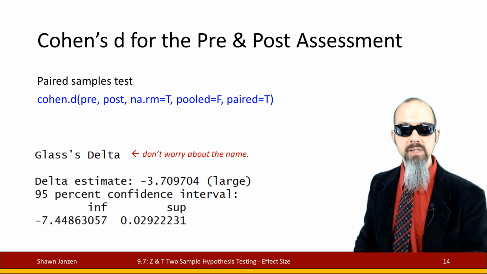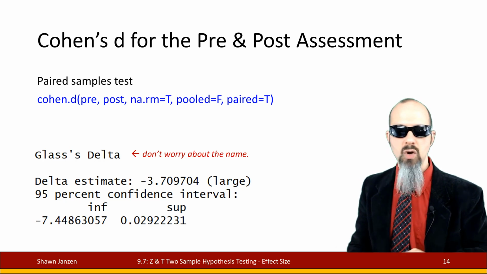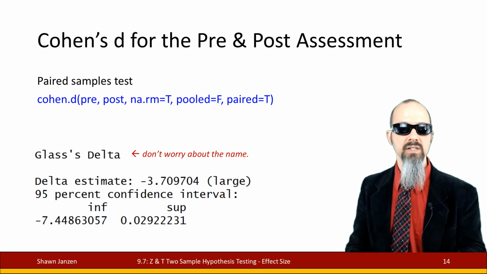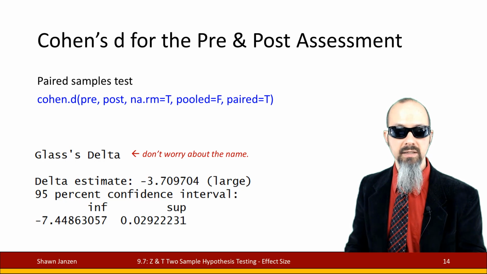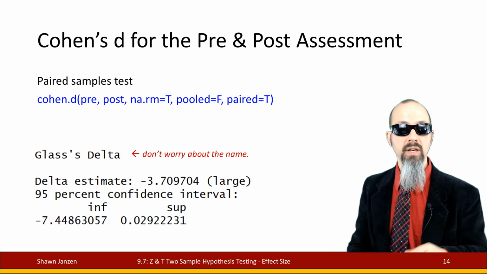In this case, at least with the Cohen's D version, it's going to give you something it calls Glass's delta. Don't worry about that. Treat it just like a Cohen's D in terms of its differences and how it works and things like that. We're not going to go down the stats rabbit hole in this class with Glass's delta. But note that the effect size here is negative 3.7.